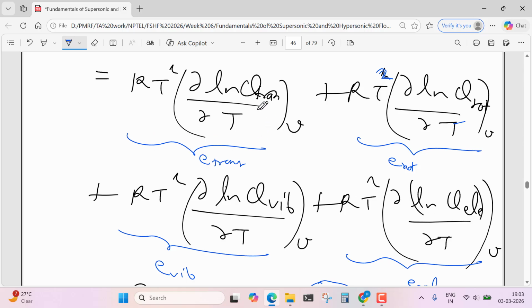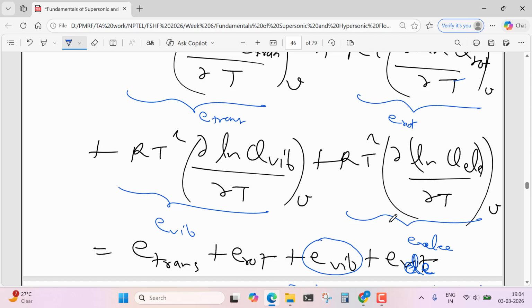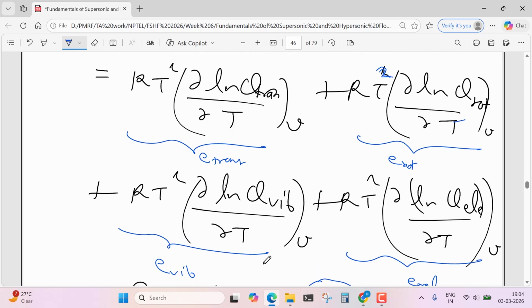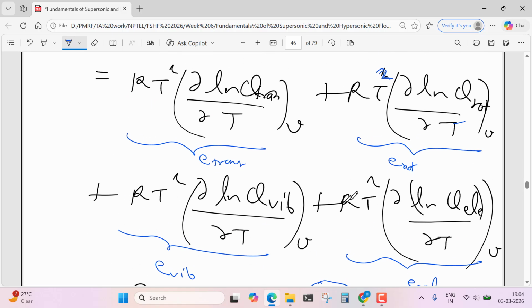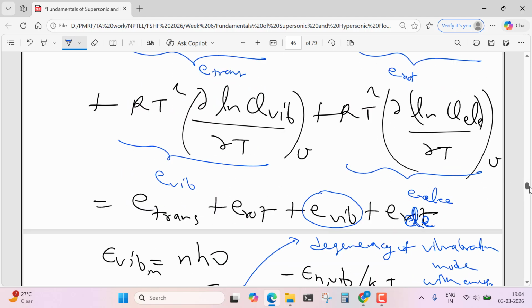The first term, containing Q trans, is the specific internal energy of the translation mode, and the Q rotational term gives E rotational, the Q vibrational term is E vibrational, and the Q electronic term is E electronic. So this internal energy is nothing but the sum of all four energies. But our aim is to find E vibration. So E vibration is equal to RT square dou log Q vibration upon dou T. So we have to find Q vibration.